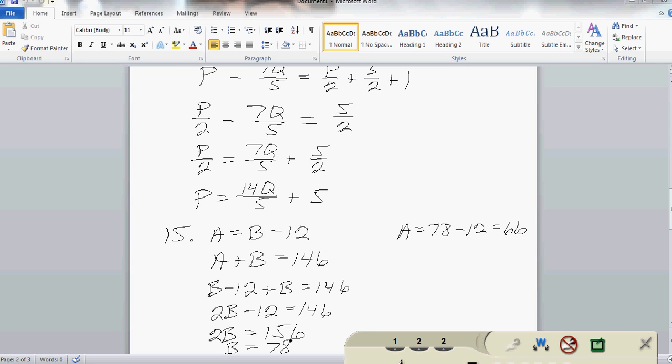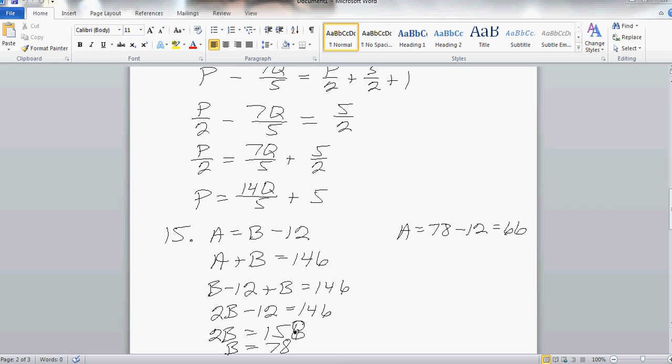So where did we go wrong? Let's see. B minus 12 plus B better equal 146. 2B minus 12 equals 146. So 2B equals 158. That's where I went wrong. Then dividing both sides by 2, we get 79. Then this would become a 79 up here and a 67. Now, the 67 and 79, that does add up to be 146. And is that 12 points fewer? And the answer is yes. So how many points did A score? 67 points.